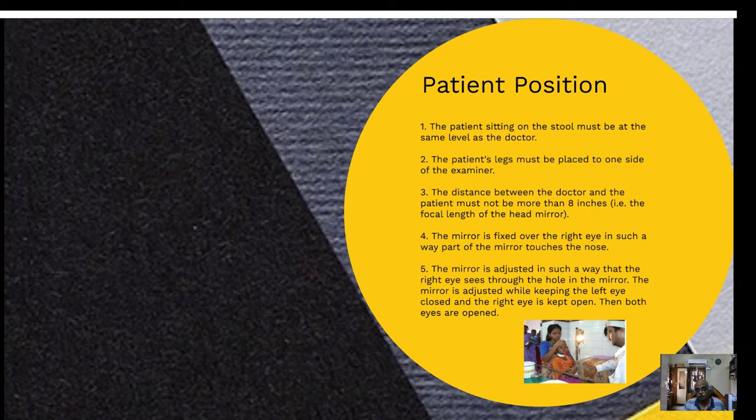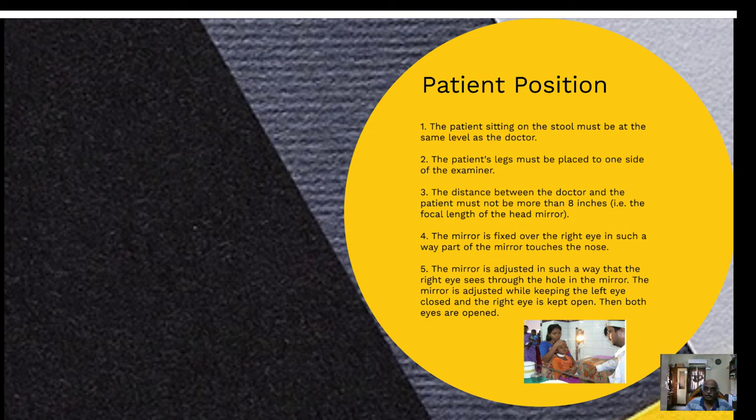Now let us go to the position of the patient. The patient is seated in front of the examiner. Ideally, the patient should be seated on a stool, approximately at the same level as the examiner. The bull's lamp should be placed close to the left shoulder of the patient, and the patient's legs should be placed to one side of the examiner. The distance between the patient and the doctor is roughly 8 inches. So this falls within the range of focal length of the head mirror, which is roughly 10 inches.